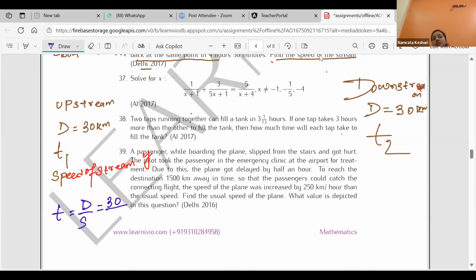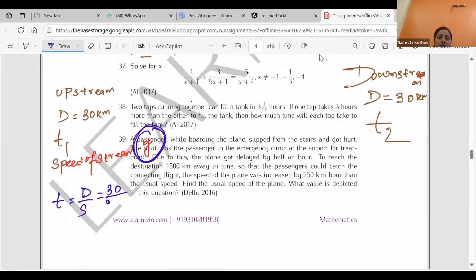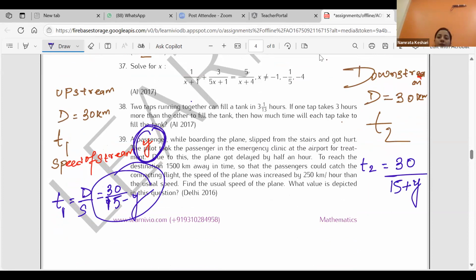Distance over here is 30 kilometer. Speed over here, this is the upstream situation, so you have to be careful. If you have assumed the stream speed as Y, the actual speed working on the boat, where the boat's speed was 15, is 15 minus Y. This is T1. For the other case, T2, it is again 30 kilometer, but this time the speed working on the boat is 15 plus Y.